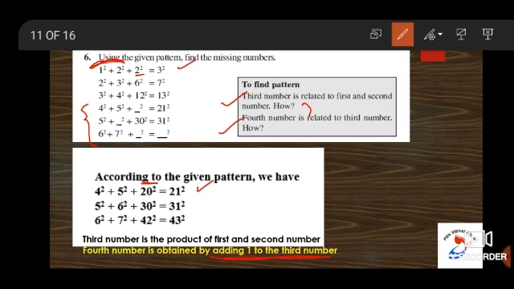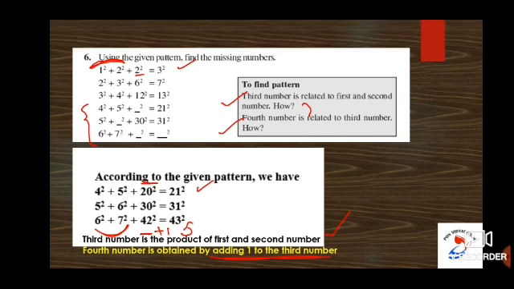For the next subdivision, 5 into dash equal to 30. We know that 5 into 6 equal to 30. So the missing place will contain the number 6 square. Next the last one, 6 square plus 7 square plus dash equal to dash. So 6 multiplied by 7, that is 42. On adding 1 to 42, the result will be 43. So how is the third number obtained? Third number is obtained by multiplying first and second number, and fourth number is obtained by adding 1 to the third number. This completes problem number 6.